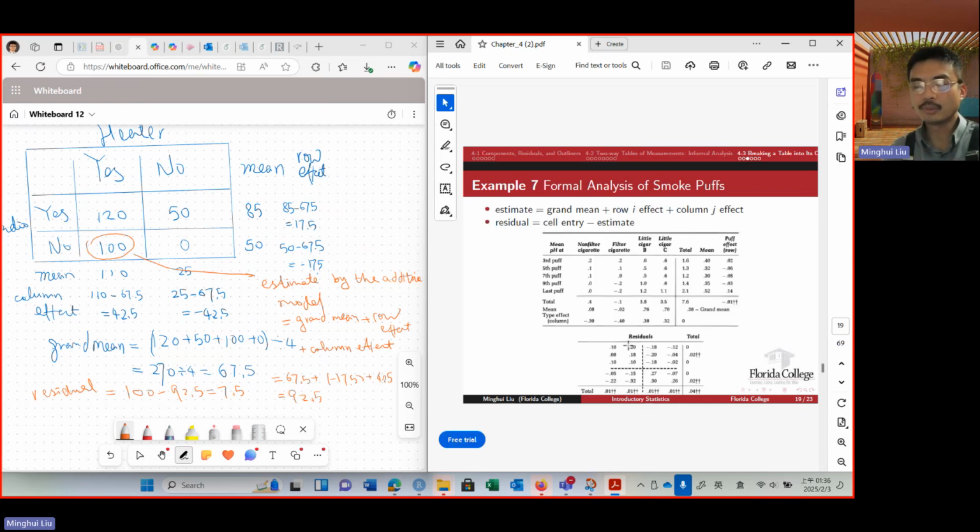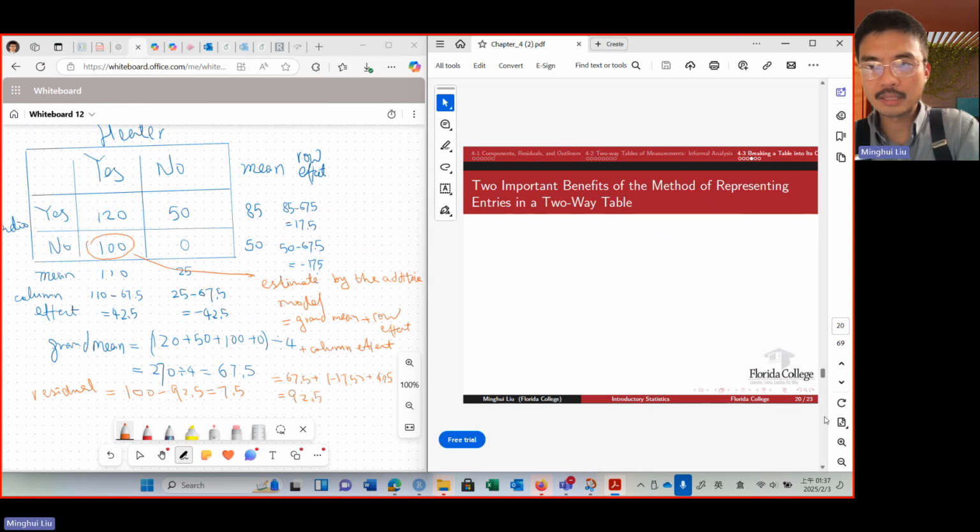And here, after you do this, you can also calculate the residuals. You can find that the residuals of our numbers are mostly, or all of them, non-zero, which means the data does not follow the additive model perfectly, which is fine. And the residuals tell you how far away the actual number is from the model. So again, the grand mean plus the row i effect plus the column j effect will give you an estimate, and the residual is calculated by the cell entry, which is the actual number, minus the estimate.